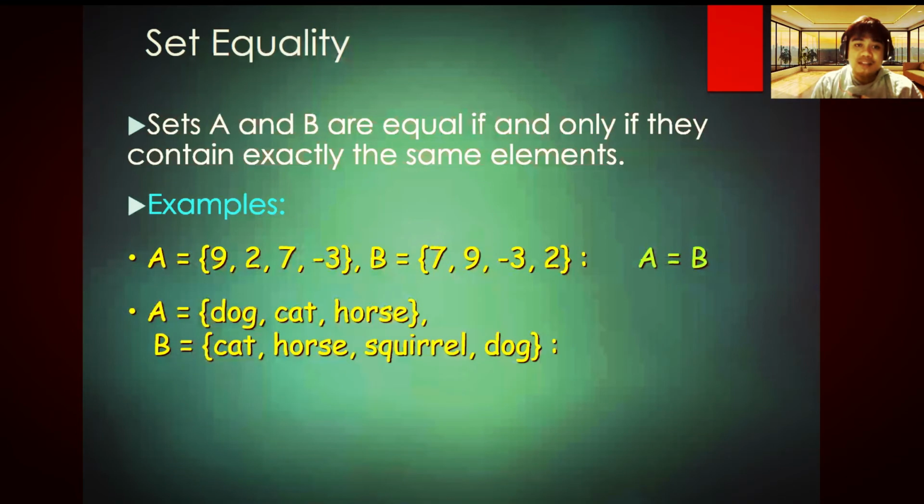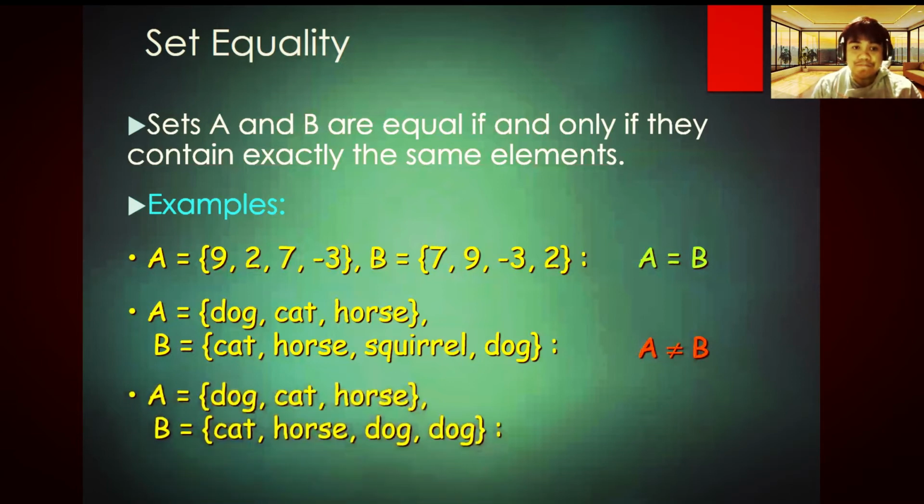Then we have dog, cat, horse, and we have set B that contains cat, horse, squirrel, and dog. So they are not equal. As you can see, in set B there is an added squirrel, which is not an element of set A. And for the third example, set A contains dog, cat, and horse, and set B contains cat, horse, dog, and dog. Remember, even if dog was written twice inside the set, it is still considered one dog. So they are equal, because both set A and B contain dog, cat, and horse.